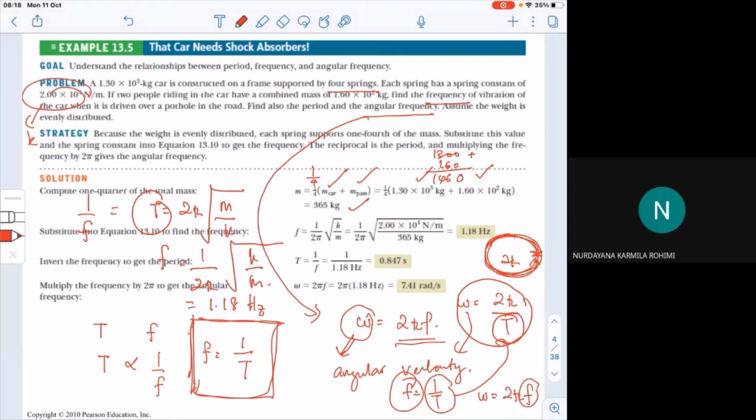If you want, you can also calculate the period first, because when you get the period, you can also get the frequency. And then the angular frequency will come later. So you can try on your own.